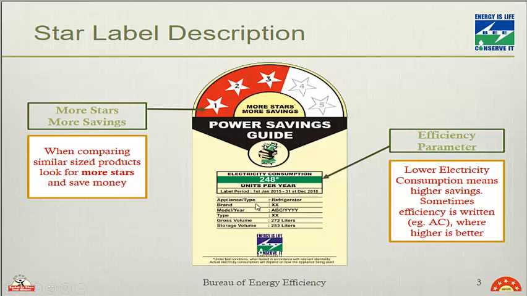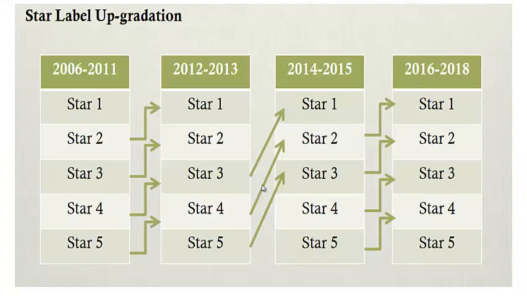So this tells us its brand. Let's say it's Samsung, LG, or any other brand. This tells us the model and year, which type it is, gross volume, that is 272 liters in this case, and 253 liters will be the storage volume. So this is the description of the star label for any appliance, and it may vary from appliance to appliance. So the lower the electricity consumption, the higher the saving. Because we are always charged for the electricity consumption, when we consume less, we will be charged less.